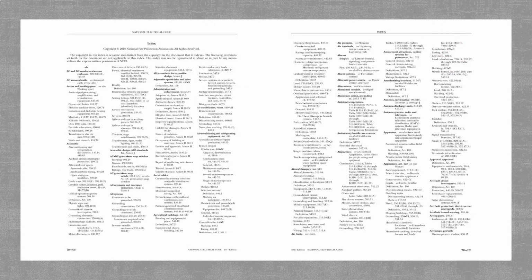Here we have the example pages, the first two pages of the index, and you can see, for example, if we look at aircraft hangars on our page 821 on the left-hand side towards the bottom, we see that aircraft hangars themselves are covered by Article 513 of the NEC. So if we wanted information about an aircraft hangar, we could now just go to Article 513 without having to flip through the whole NEC trying to find where aircraft hangars were covered. So once again, this can be very helpful and very useful for when you're first learning the NEC.